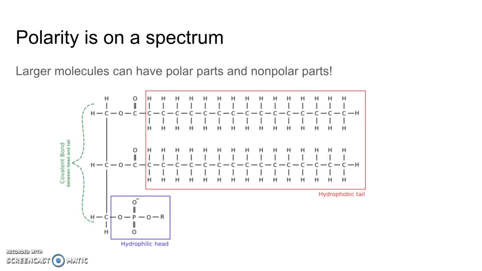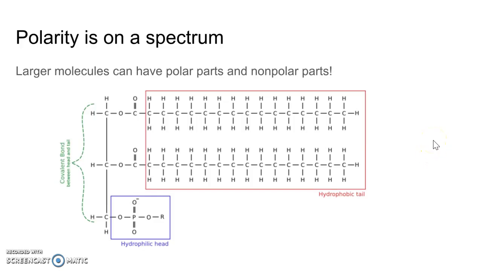Polarity is on a spectrum. We're going to talk about pretty small molecules in this class, where maybe there's a few central atoms, but it is on a spectrum. You can have large molecules that have polar parts and nonpolar parts. As somebody who teaches biology, I just want to give you a preview for next year. If you're thinking about this, this looks horrifying. I know, you would never be asked to draw this.